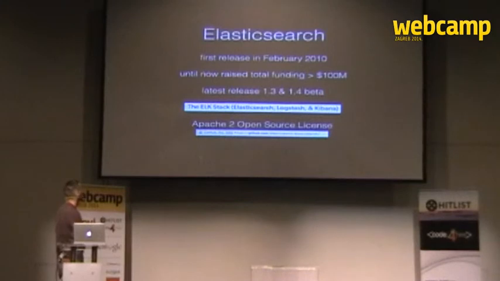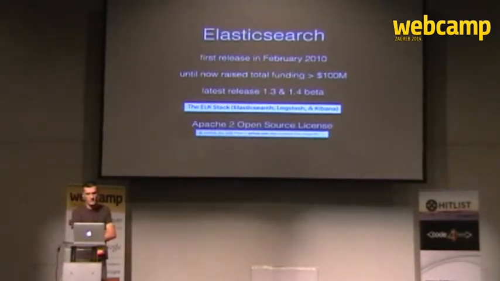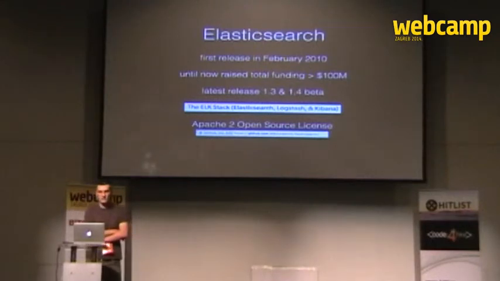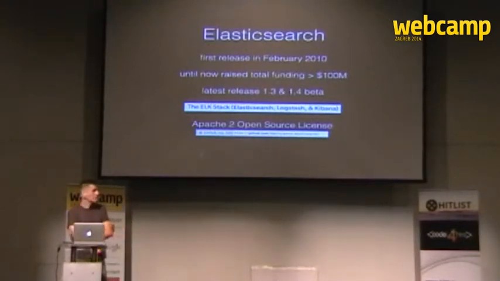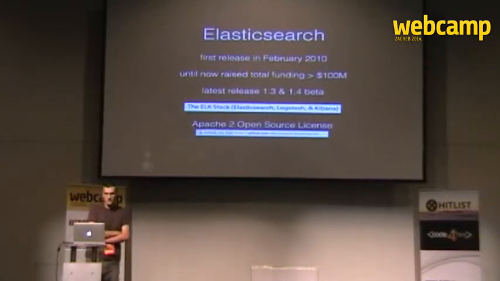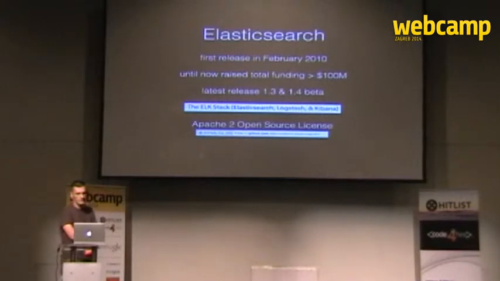The first release of Elasticsearch was in February 2010, so it is only 4.5 years old. And until now, it raised total funding of more than $100 million. Latest releases are 1.3, which is stable, and 1.4, which is beta. The company that stands behind Elasticsearch also provides the ELK stack. This includes Logstash and Kibana.